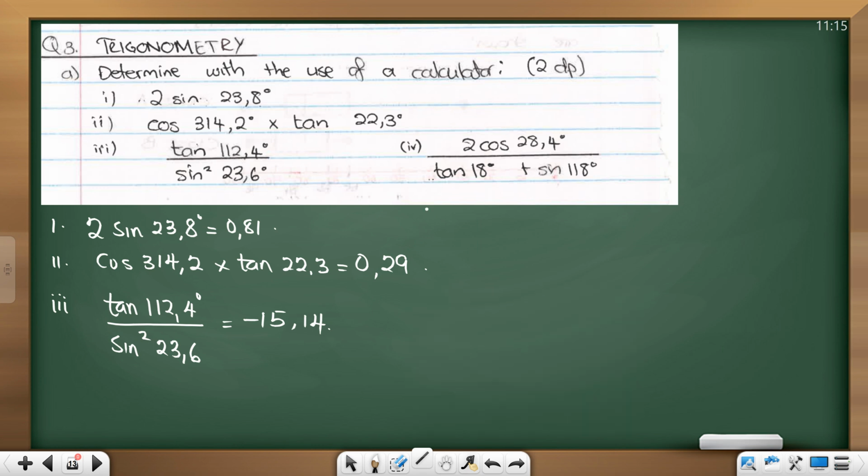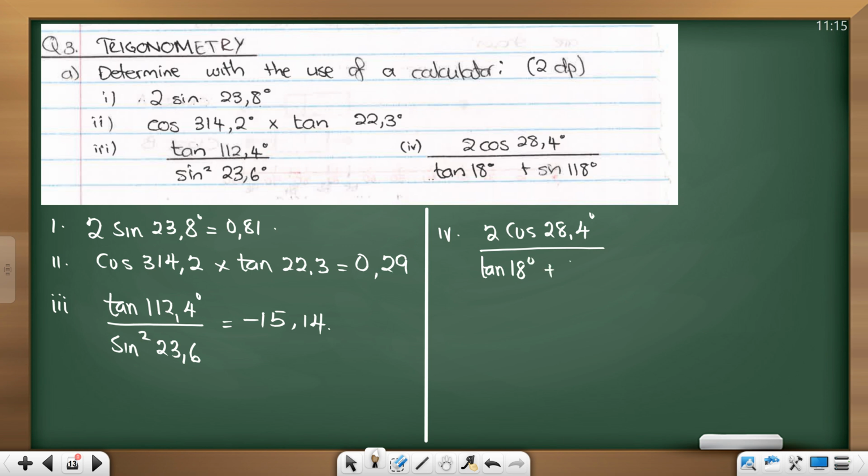Number 4 for me quickly. Don't worry, you take a picture of all of this when you're done. So take number 4. Plus 28,4 degrees over 10, 18 degrees plus sine 118 degrees. Just type the whole thing the way it is in the calculator. Close the bracket where you need to. There are free marks for you. 1 comma, not 46. Call it in digits. Numbers after the decimals are called in digits.